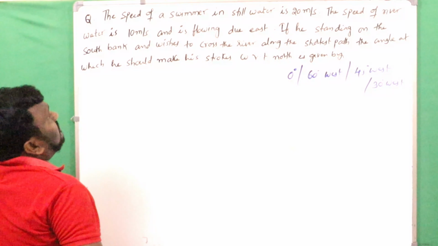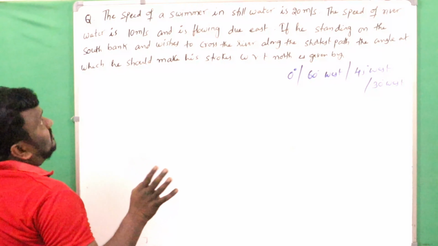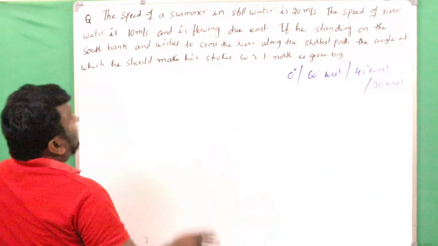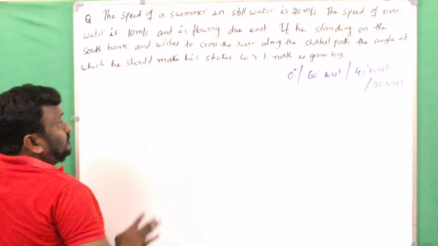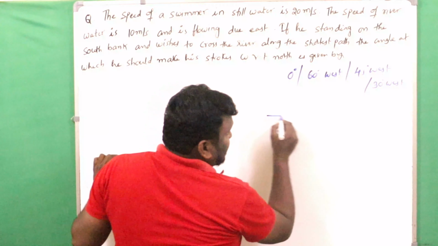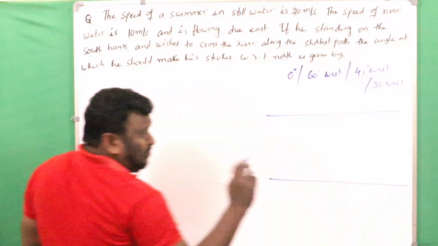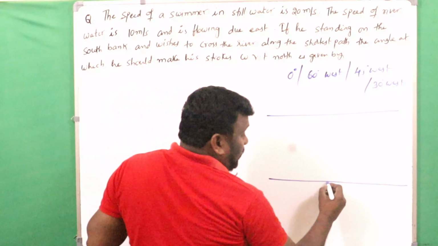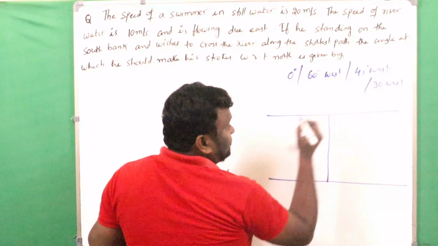So what was given? Speed of a swimmer in still water is 20 meter per second. Speed of river is 10 meter per second. Clear. The situation is like this. As I told you, both are similar: motion of the boat and motion of the swimmer. As I told you, shortest path means it must move like this, straight across.